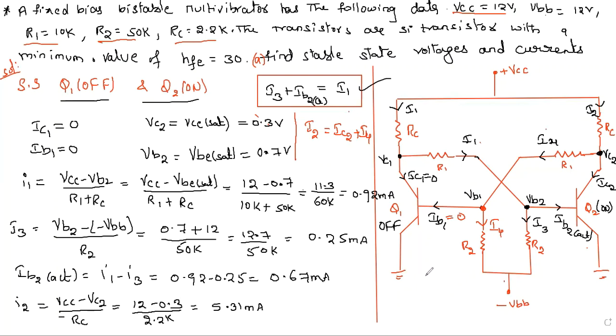So here I got to know I1 is 0.92 milliamps, I3 is 0.25 milliamps, I2 is 5.31 milliamps, and the actual IB2 current is 0.67 milliamps. This is the data we came to know.